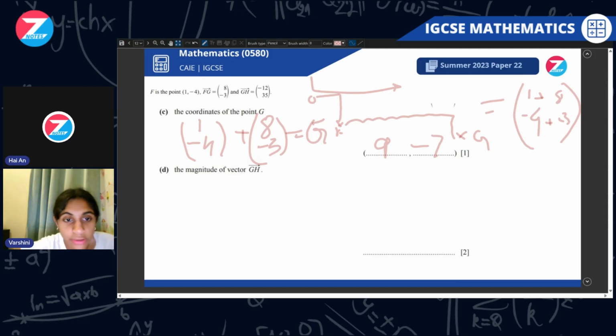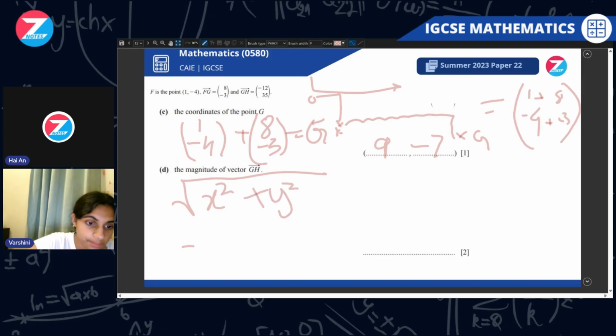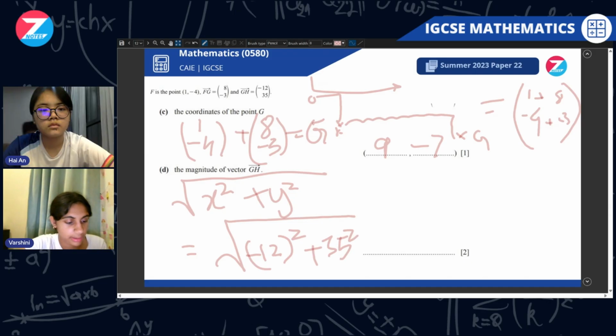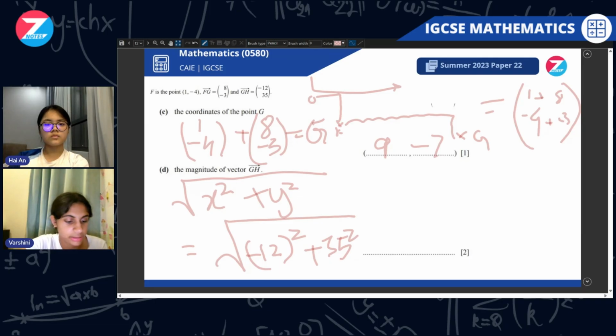Okay, the magnitude of the vector gh. So we know that the formula to calculate the magnitude of any vector is just the square root of the x component squared plus the y component squared. So over here, we already have gh, which is minus 12 and 35. Here 12 is the x component, so it's the root of minus 12 squared plus 35 squared. And just put that directly into your calculator, and don't forget the brackets. And you should get 37. So 37 is our answer.